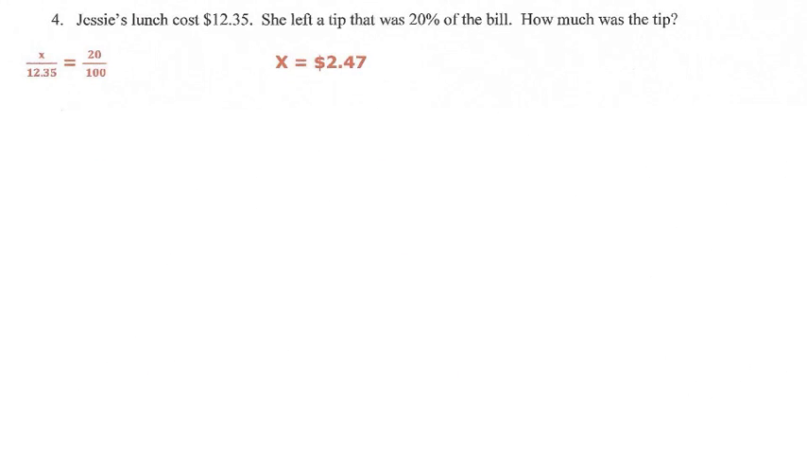Number 4, Jessie's lunch cost $12.35. She left a tip that was 20% of the bill. How much was the tip? You're only calculating the tip, so 20% of $12.35 is $2.47.